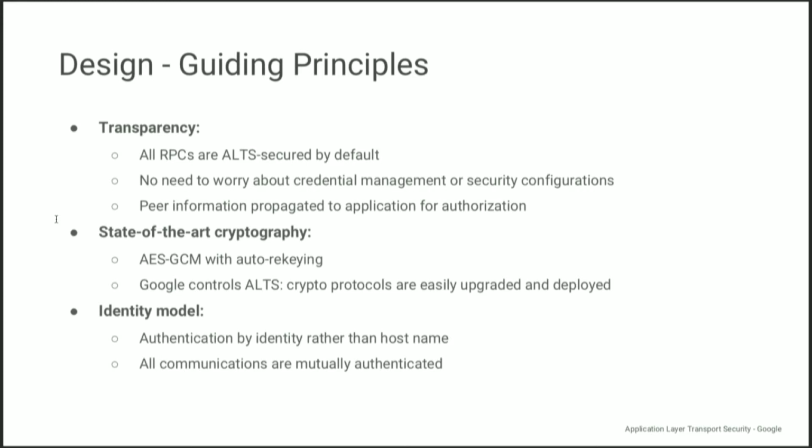The authenticated peer information is propagated to the application at the end of any handshake in case applications want to use, for example, finer-grained authorization. ALTS uses state-of-the-art cryptography, and we try to keep it up to date. For example, AES-GCM with auto-rekeying. And since Google controls ALTS and controls all entities that are running ALTS, it's easier to roll out new crypto primitives, new crypto protocols, and stop supporting old ones.